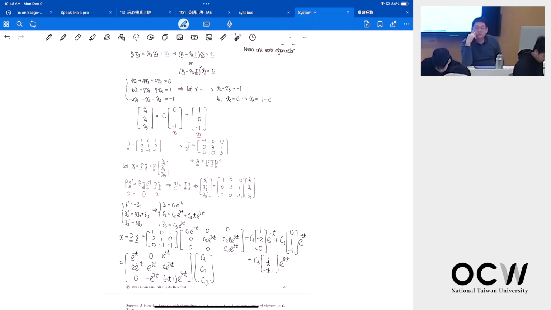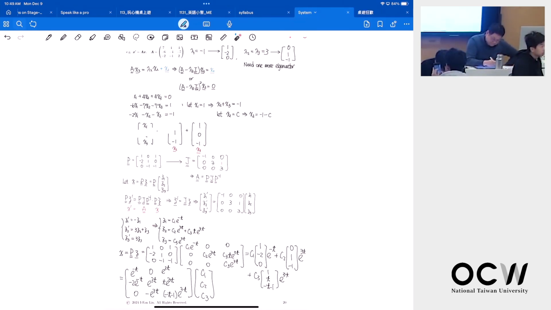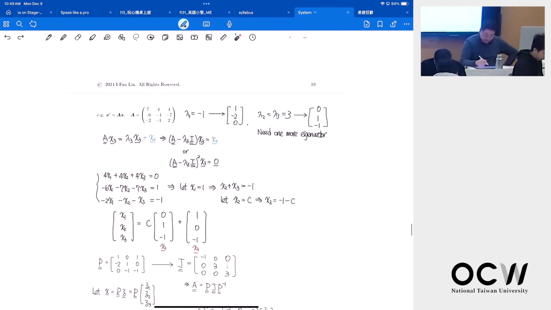Any questions for this? You mean this one? Well, here. A minus lambda 3 I. We know lambda 3 is 3, right? So that's why 7 minus 3, that'll be 4. 4, 4, 4 equals 0. Minus 6, minus 4, minus 7, minus 6, and minus 4, minus 3 will be minus 7. That'll be 1. Okay.